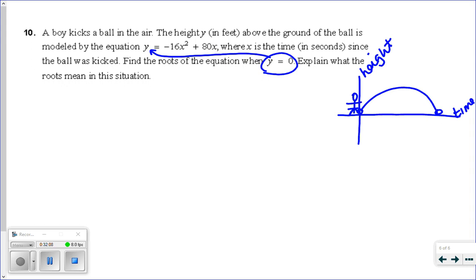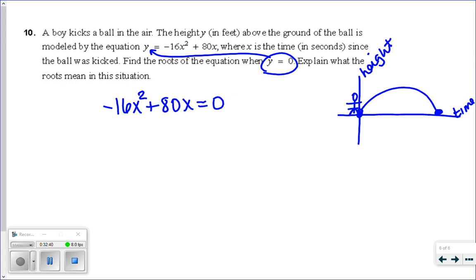So we basically just want to solve this for when y equals 0. That basically means when those x-intercepts happen, right? We've talked about that. It's where those x-intercepts happen, when the ball is on the ground. And then we're going to explain what that means once we have it. So first of all, let's start off with negative 16x squared plus 80x, and we're going to set that height, or y value, equal to 0, like they asked us, and we'll solve that.